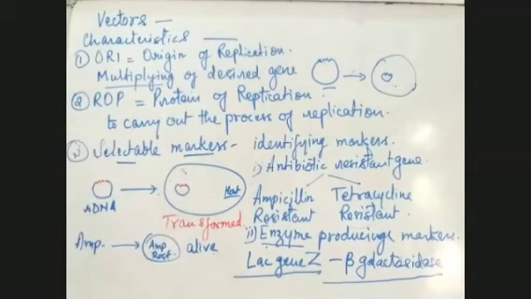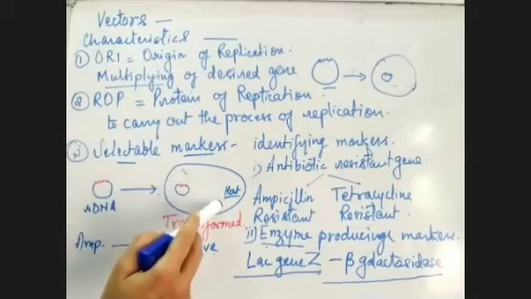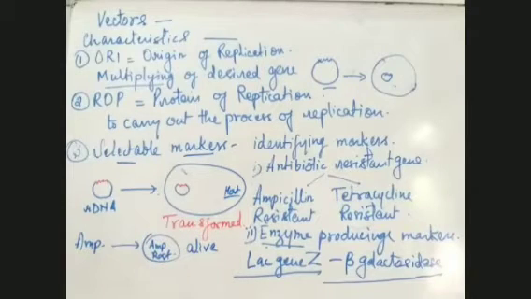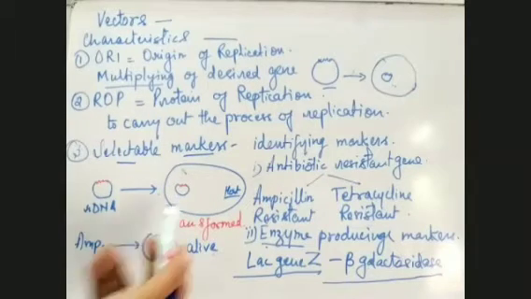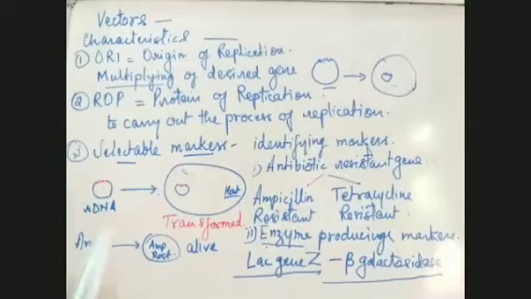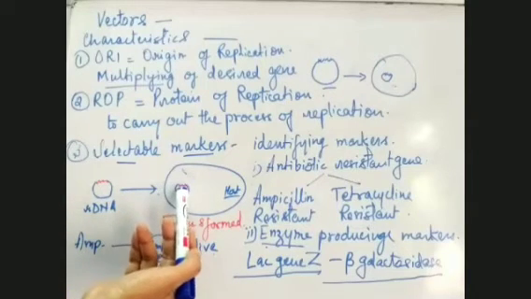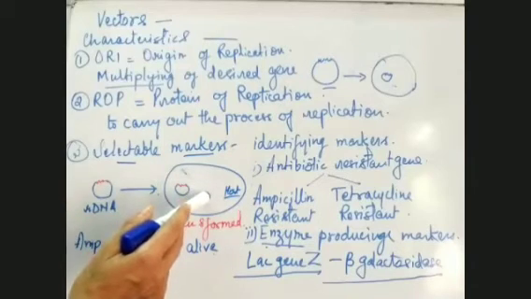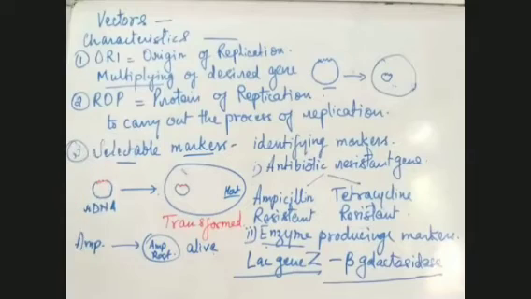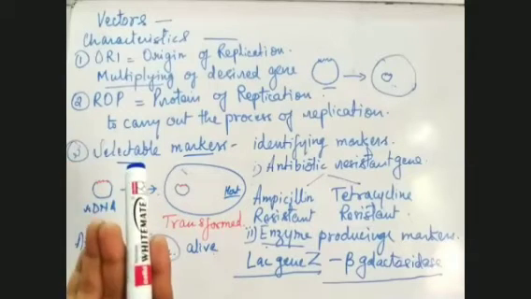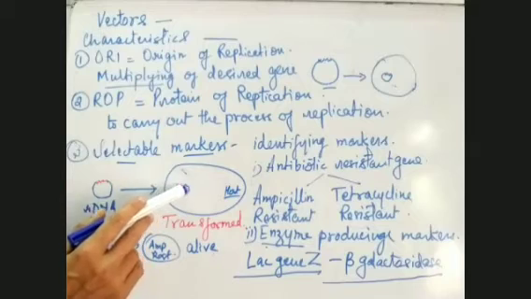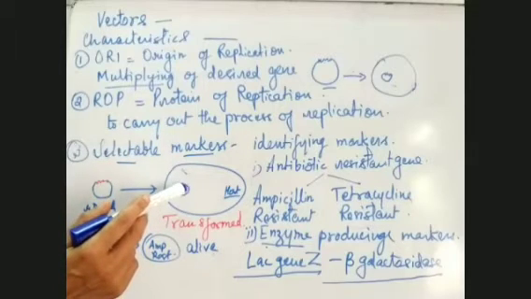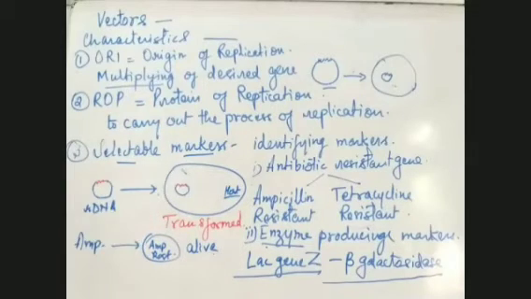And why do we want to take it to the host? Mostly the hosts are bacteria. When we introduce our desired gene into the host, what happens? It is the nature of the bacteria to multiply quickly. Our desired gene has been introduced, so the bacteria will multiply rapidly, and our desired gene will also multiply and increase in number. When it increases in number, we will be able to obtain whatever we want from it.